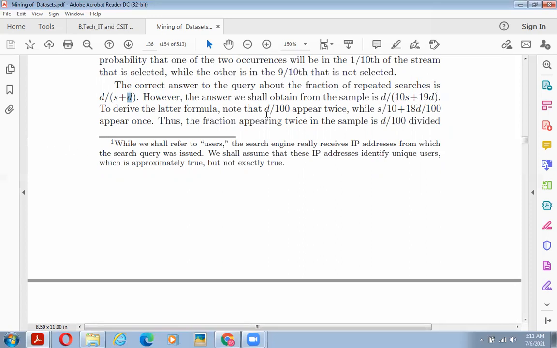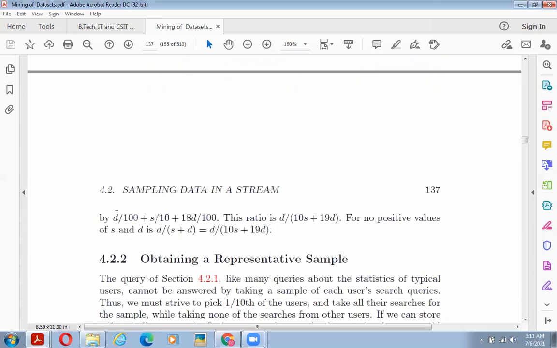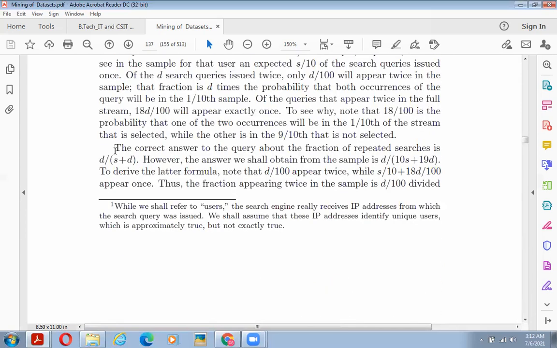We have the latter formula. Note that D/100 appear twice, while S/10 plus 18D/100 appear once. Thus, the fraction appearing twice in the sample is D/100 divided by D/100 plus S/10 plus 18D/100. This ratio is D over 10S plus 19D, which is not equal to D over S plus T. This is the formula we arrive at after deriving it.